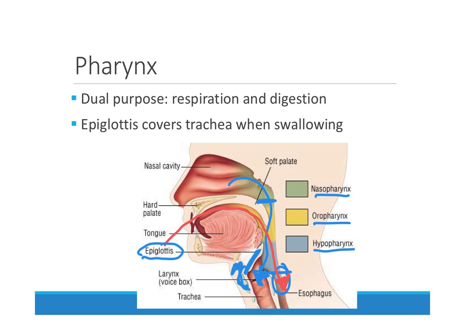Of course, sometimes you can swallow too quickly, or perhaps you're laughing at the same time and you don't get a good coverage of the epiglottis, and that's when you get those coughing fits, because a little bit of food particles or some liquid has gotten into the trachea and your lungs are responding, trying to get it out.